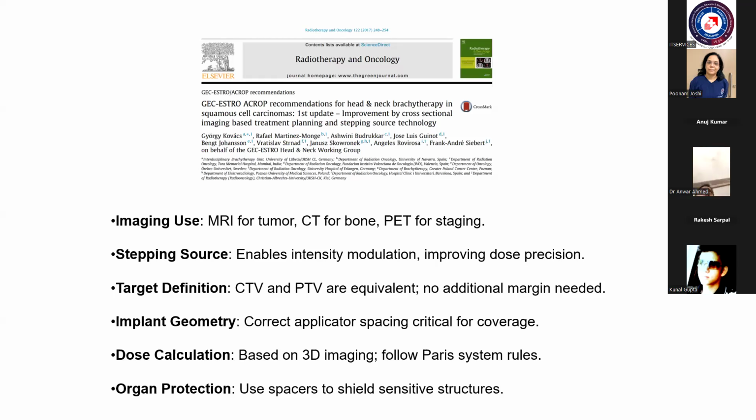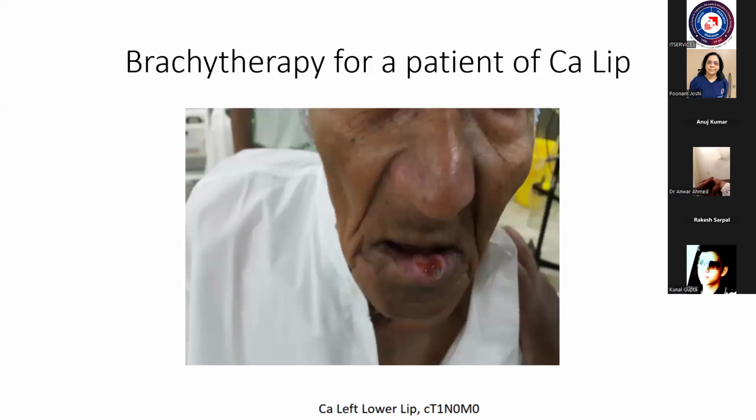And organ protection is also very important. So what happens is that sometimes when we treat lip tumors, the sources or the catheters may be in close contact with the mandible after the patient is done with the procedure, once the edema settles down. So what we should specifically see while we treat is that we should give a gap between the mandible and the lip. So either we place a wax mold or a wet gauze in between, so that we can reduce the doses to the mandible as much as we can.